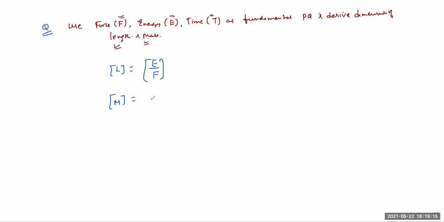So you will not get any solution to this question. So it means it's not possible. There is no mass formula. Yeah, so leave it. It's not possible to cook. Derive from F, E, and T.